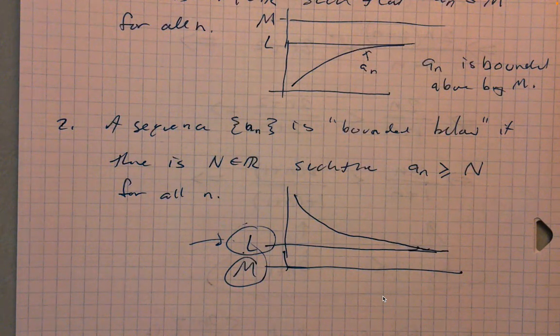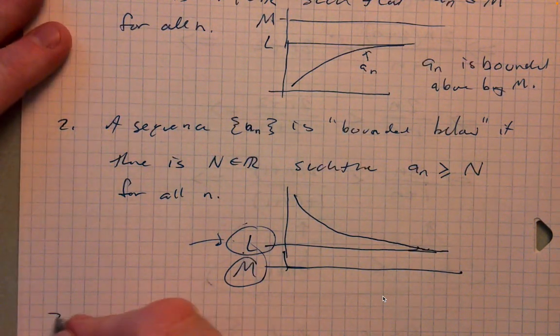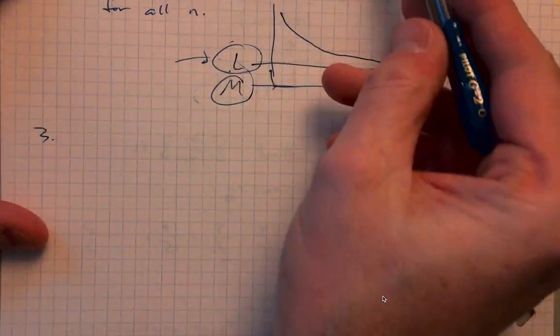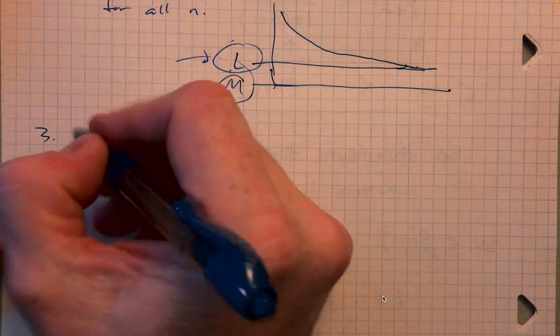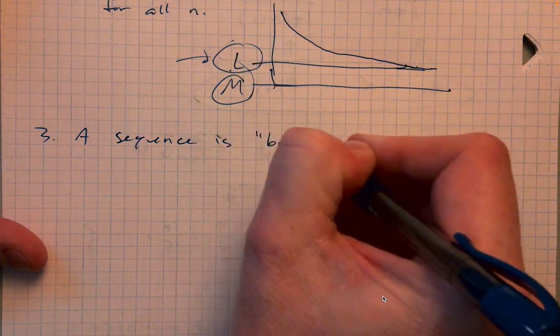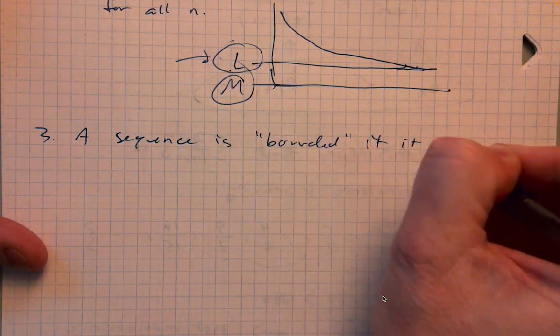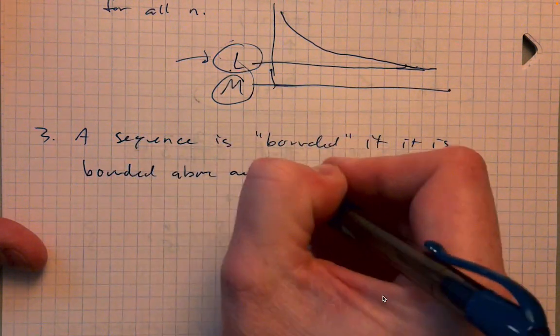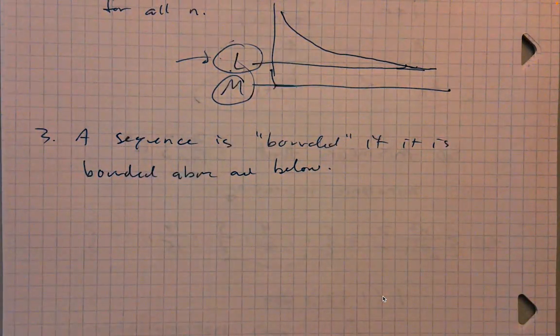And then finally, we say that a sequence is bounded if it is bounded above and below. So there you've got different levels of bound. You can be bounded above, you can be bounded below, or you can be both. So that's all well and good.